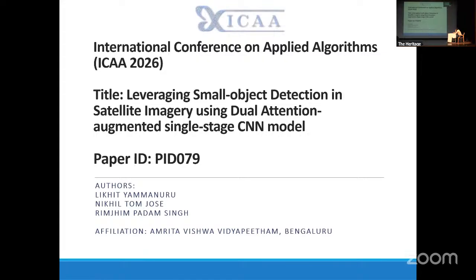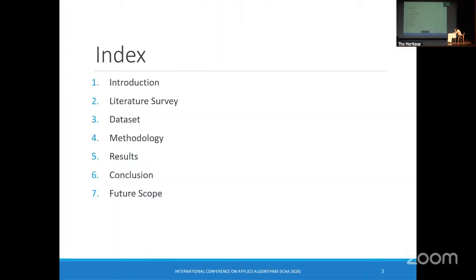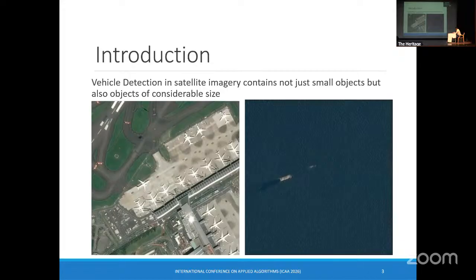So I'll begin. These are what all I'll discuss about today. The introduction I'll start with. So as you can see here, I have two images. One is of what looks like the sea, and on the other side you have this airport.